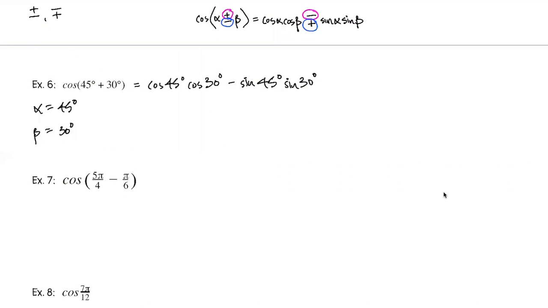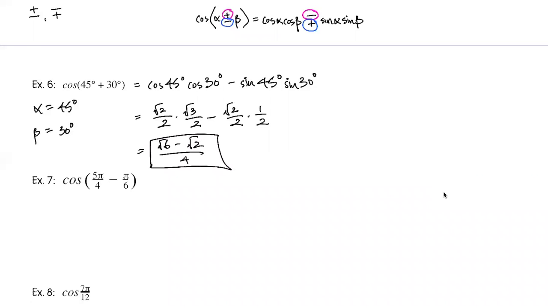Then I pull all my numbers from the unit circle and simplify. Root 2 over 2 times root 3 over 2 minus root 2 over 2 times 1/2. And that will give us root 6 minus root 2 over 4. Okay? So pretty straightforward, other than having a lot of radicals and fractions, but the process is very straightforward. Expand out using the formula, find the values from your unit circle, simplify.